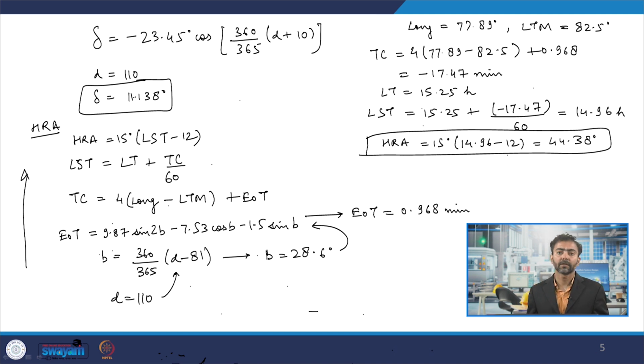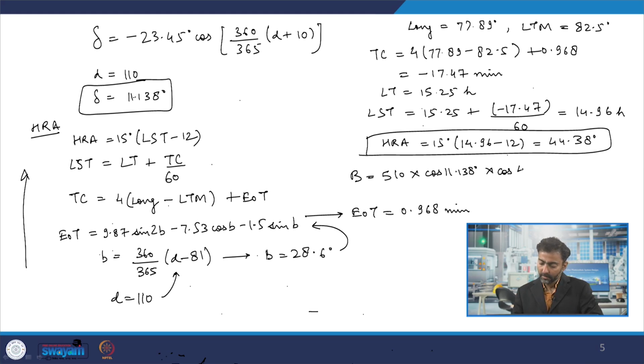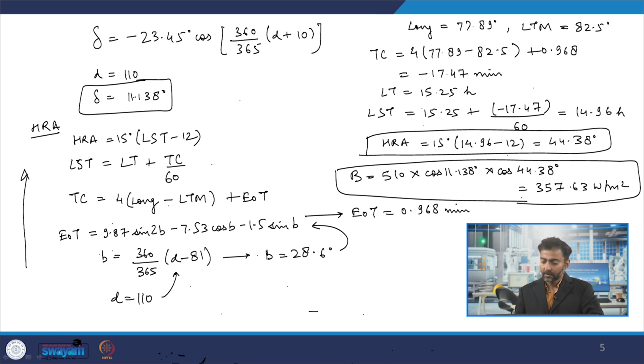So, now we are in a position where we can estimate the beam component of radiation. So, beam component of radiation is DNI, 510 in this problem, multiplied by cos of the declination angle, multiplied by the cos of hour angle, and this value comes out to be 357.63 watt per meter square. So, that is the value of the beam component under the given circumstances in this particular problem.